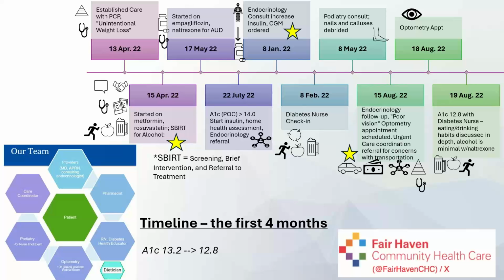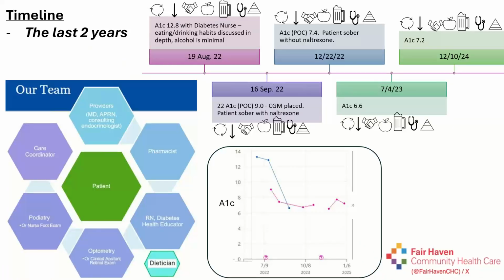And then this last point here, we're seeing that the patient within 4 months is starting to significantly decrease his alcohol use along with the use of naltrexone. So this is the first 4 months, A1C 13.2 to 12.8. Now the next slide, and this is from then, August of 2022 to now.